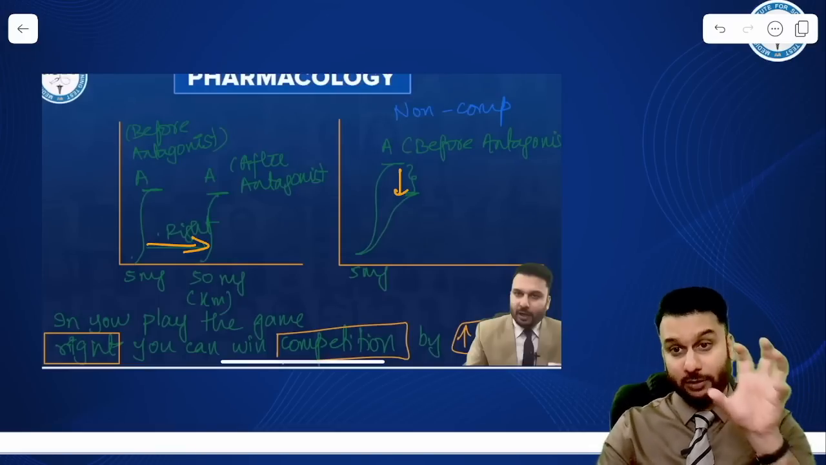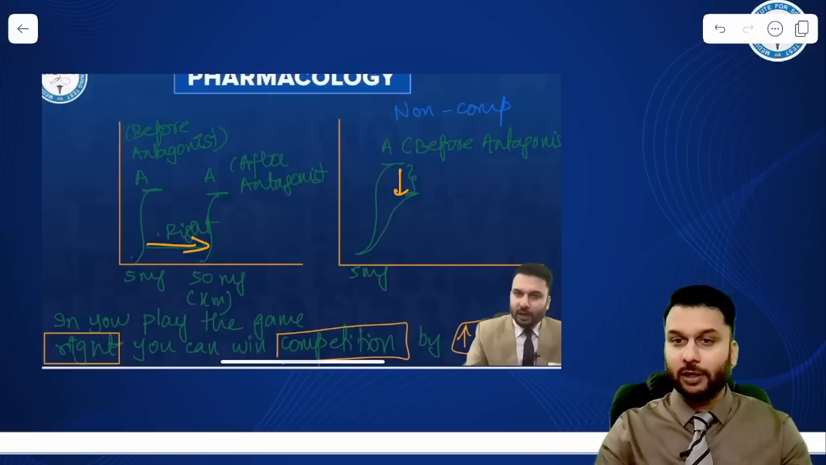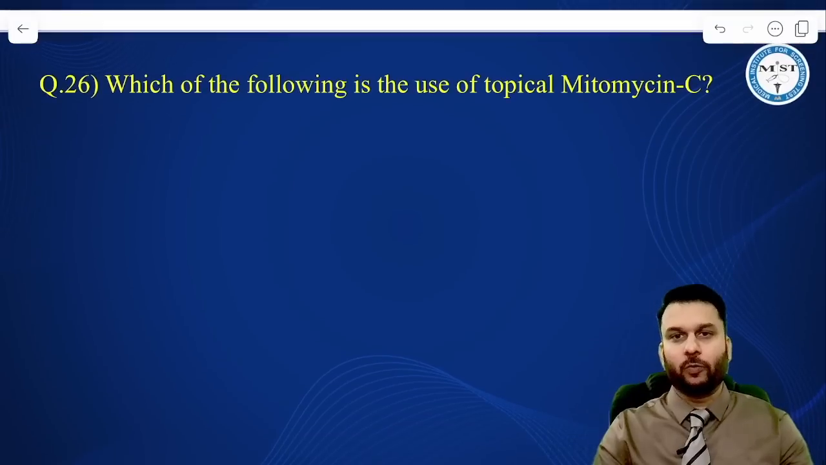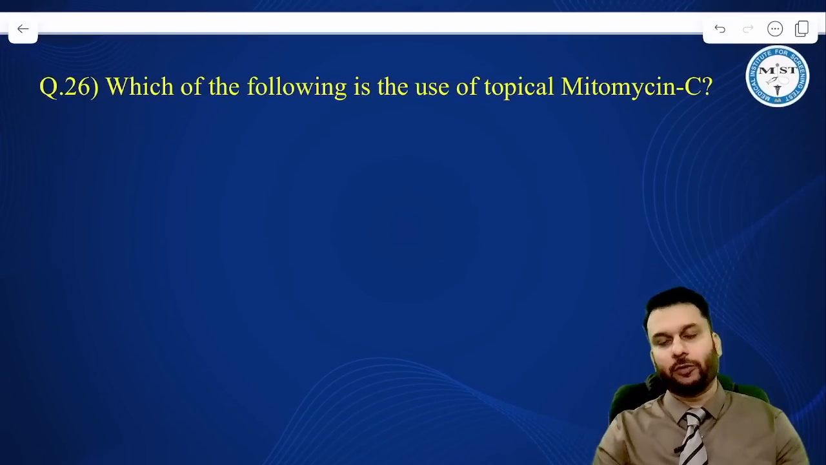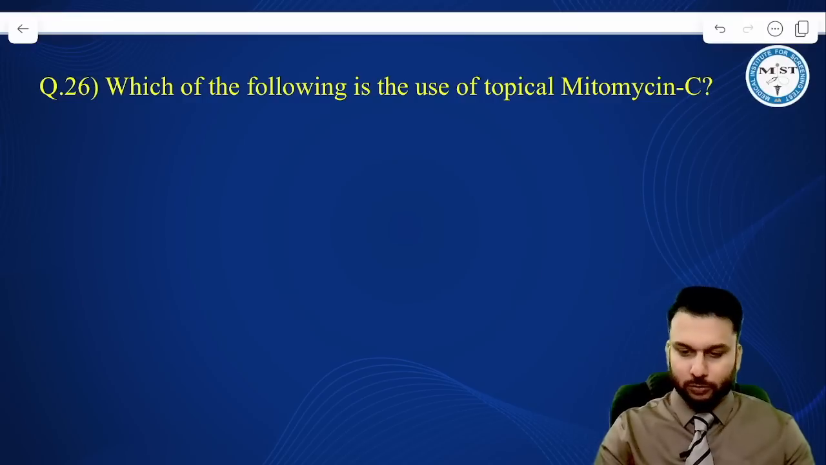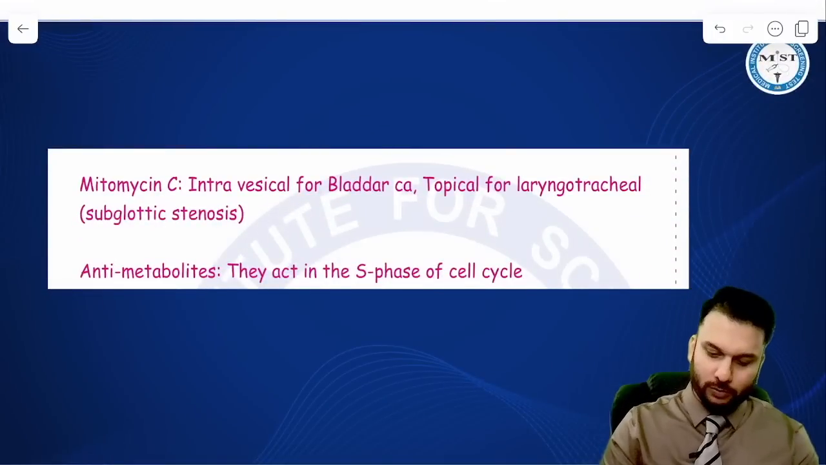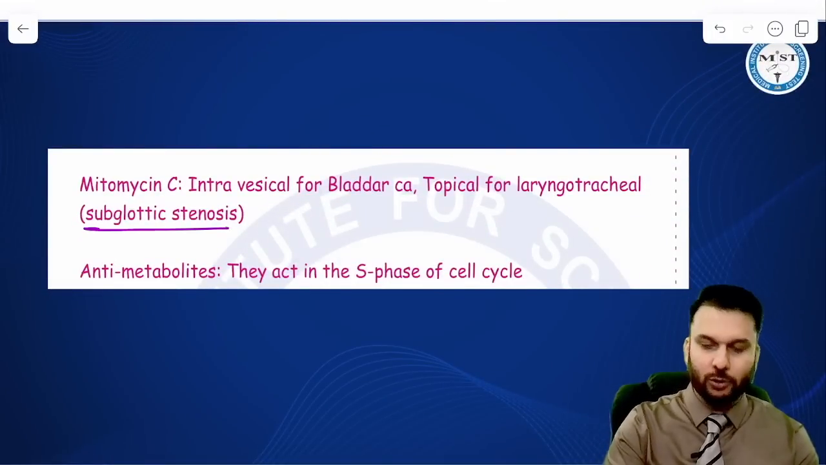Okay, effect of one will decrease. All right, and I gave a mnemonic also, how to quickly realize by looking at the KM etc. Okay. Now, which of the following is the use of topical mitomycin C? All right. So, this is an anti-cancer drug which is used for subglottic stenosis.